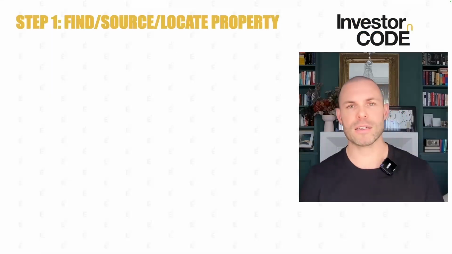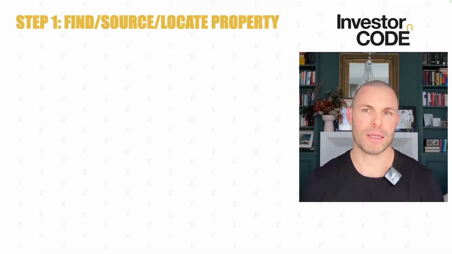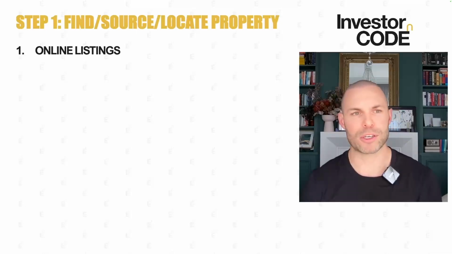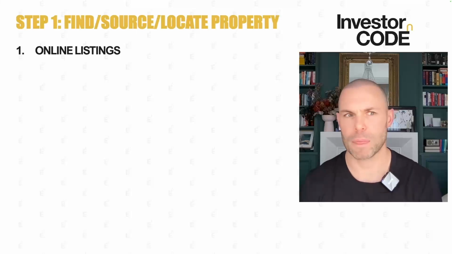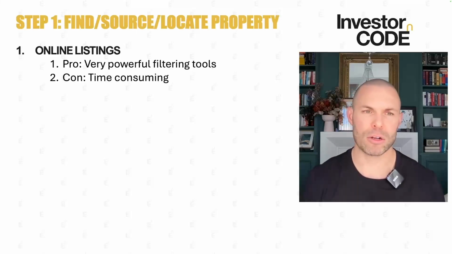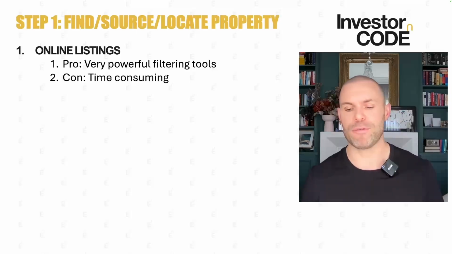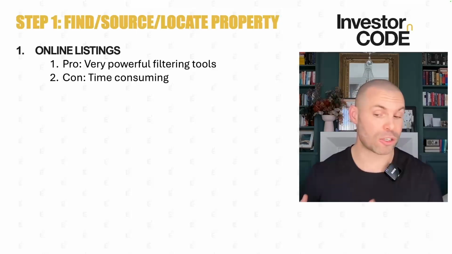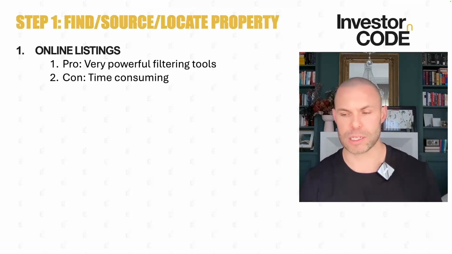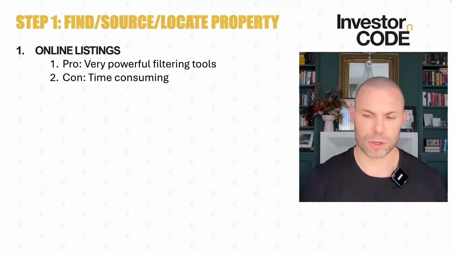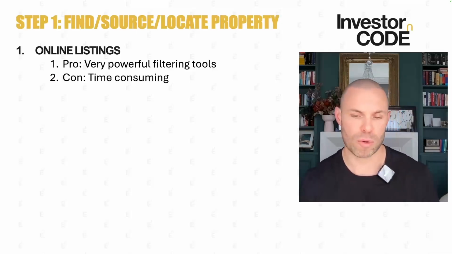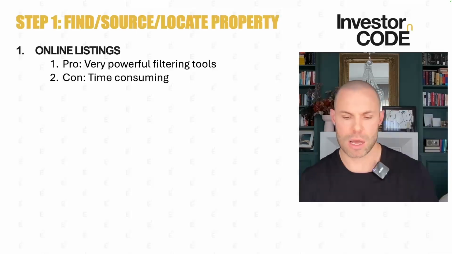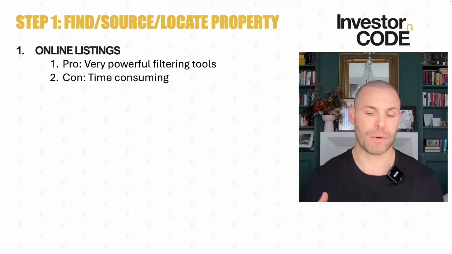Okay, finding, sourcing, and locating the property. Well, there's kind of 4 ways you can go about doing this, okay? And the most obvious one in today's world is online listings. Now, the nice thing about online listings is that there are very powerful filtering tools. So you can go online, you can go to commercialrealestate.com or realcommercial.com or commercialready.com, and you can actually filter properties by sector or by size or by price or by age. You can filter by whether it's vacant or tenanted.